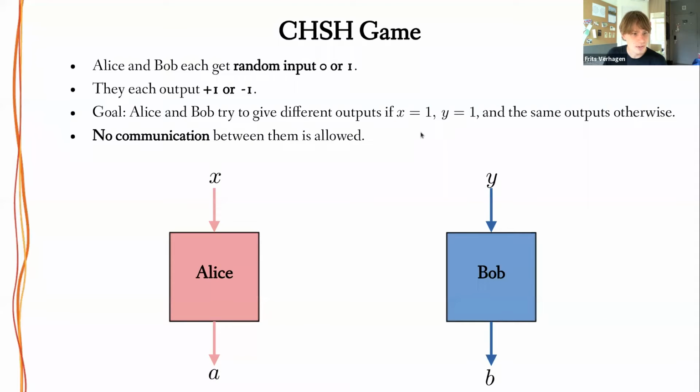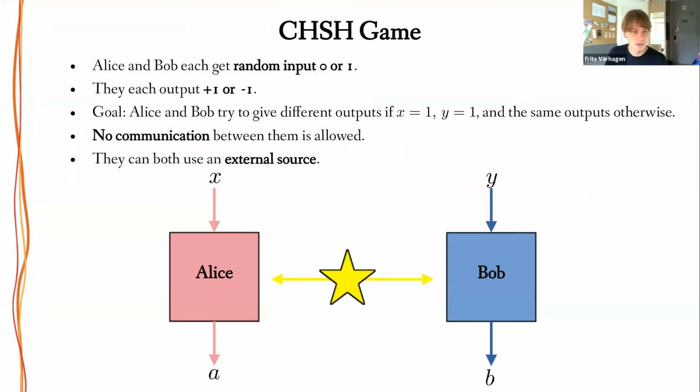So there are 2 rules. No communication is allowed. If communication were allowed, this would be an easy task, right? Then they would just communicate what their X's and Y's were, and then decide on what output to give. So no communication is allowed. They are separated by a huge distance, for instance, or some other means by which they cannot communicate.